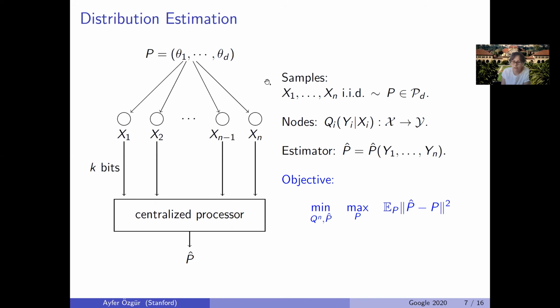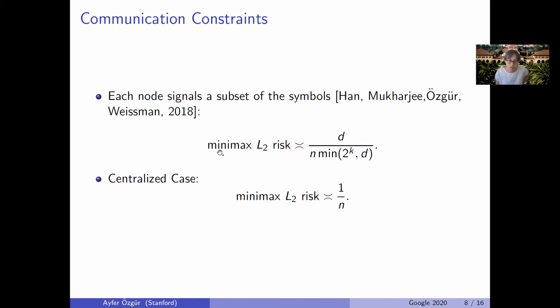Let's look at the setting first under separate communication and privacy constraints, which has been studied in the prior literature. For example, this is a paper we had in 2018 where we studied this discrete distribution estimation setting under communication constraints. Here you can show that the minimax risk, the optimal risk, will be of this form. Now if you compare it to the case where you don't have any constraints, so you just have these n IID samples available to the central server as they are, then the risk would be 1/n.